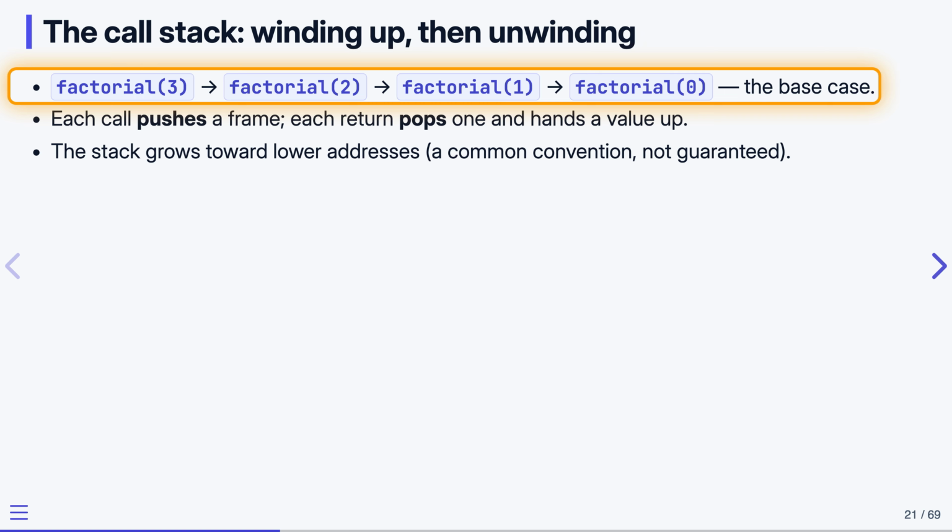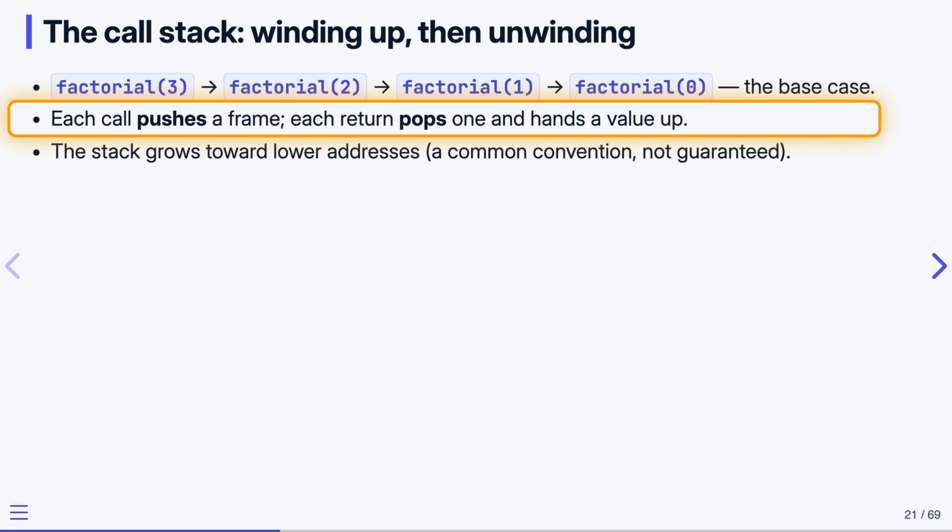Factorial of 3 calls factorial of 2. Factorial of 2 calls factorial of 1. Factorial of 1 calls factorial of 0. And factorial of 0 is the base case, so it stops there.